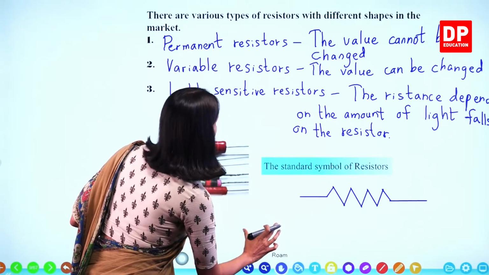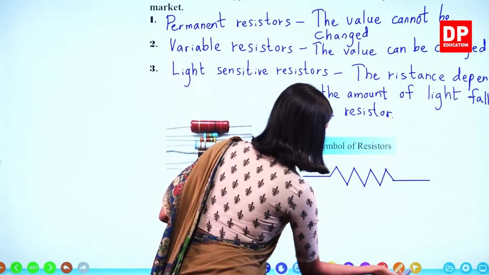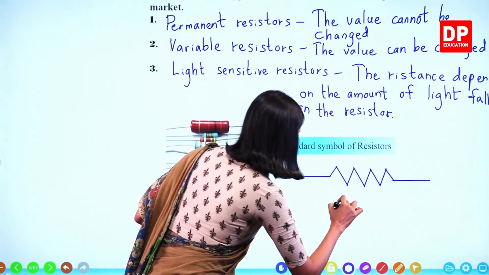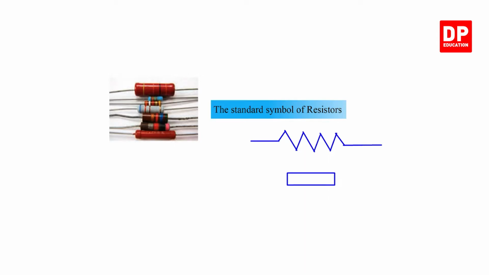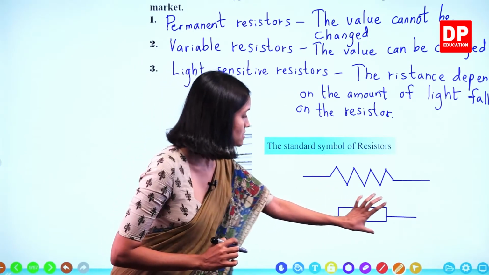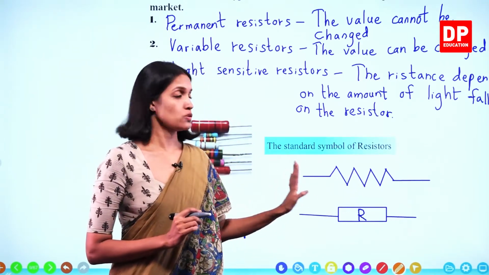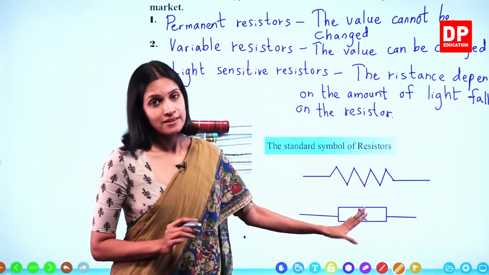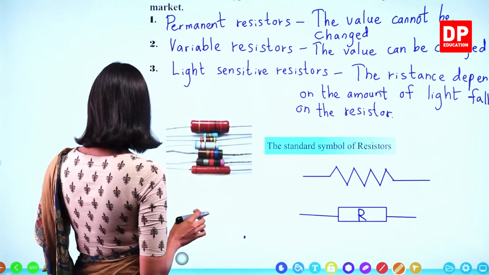There's another method as well, children. Let's see. There you can draw a rectangle like this. 2 lines connected like this, and then we can write R for resistors. Even without R, in some books you will see just this rectangle with 2 lines like this. So there are 2 methods of drawing the symbol of resistors. Either way is correct. Understand children? We'll move on to the next.